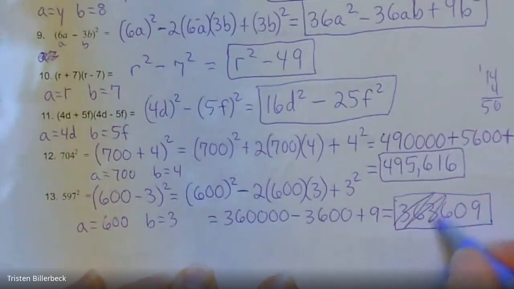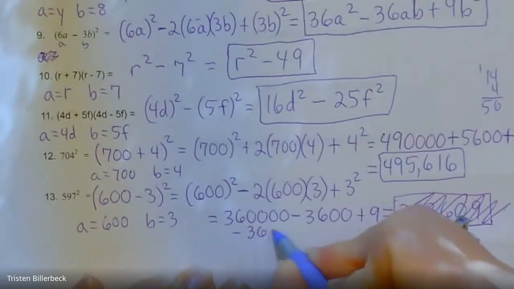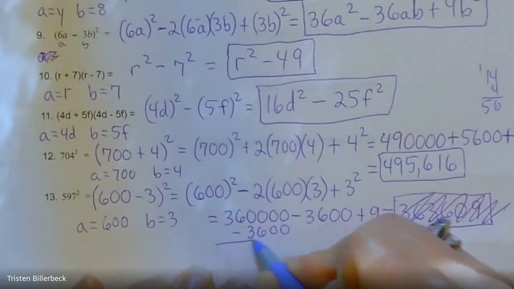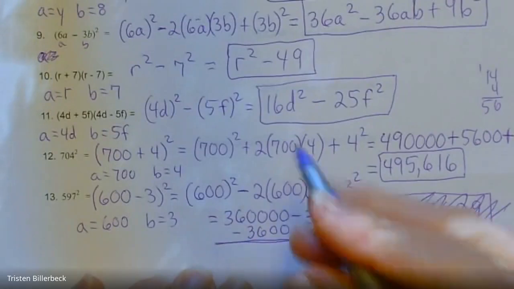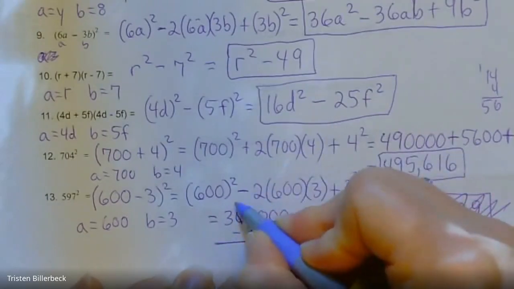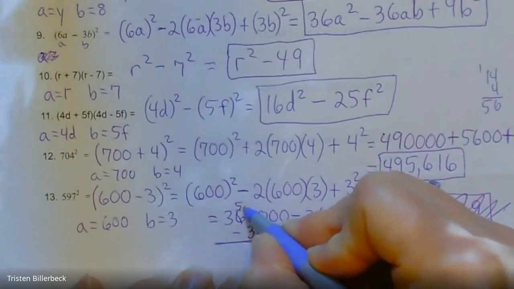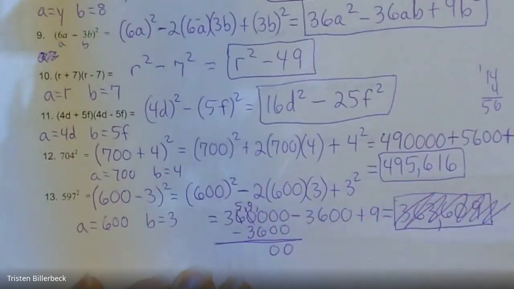Don't do what Miss B just did. Oh, okay, so we've got to subtract 3,600 from there. Okay, so don't do what I did. Good thing I checked it. Okay, so we have 0, 0. We're going to borrow 1 from here. Got 10 here. We're going to borrow from here. And 1 there.